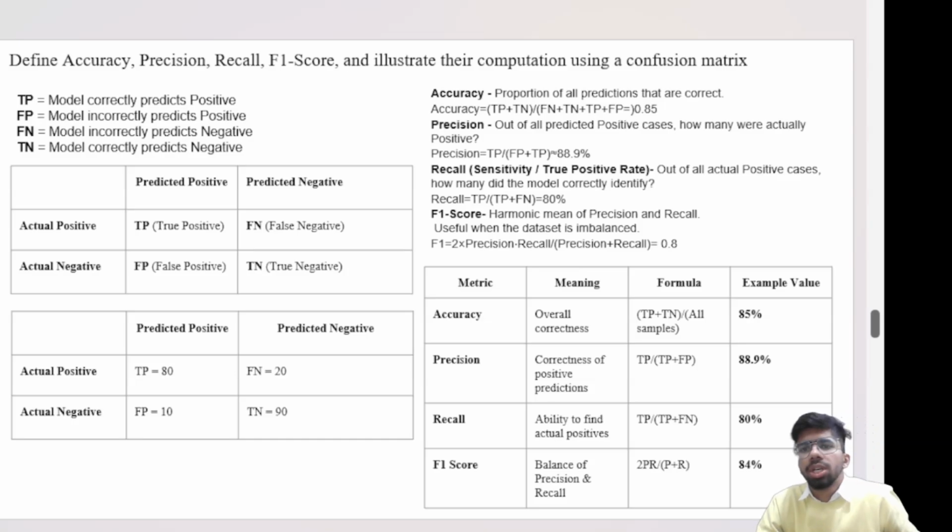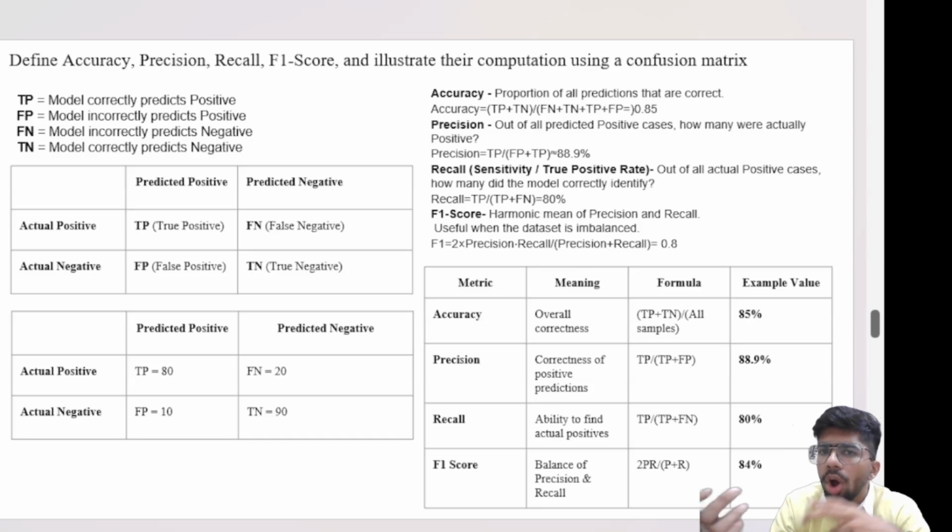Next is precision. Precision answers the question: when the model predicts positive, how many were truly positive. The formula for this is true positive divided by true positive plus false positive. And it is coming out to be 88.9%, 80 divided by 90. A high precision means the model rarely flags something as positive incorrectly.